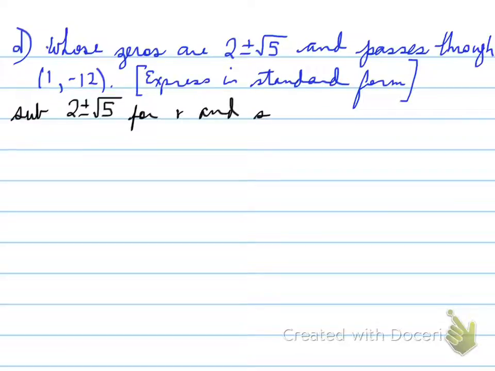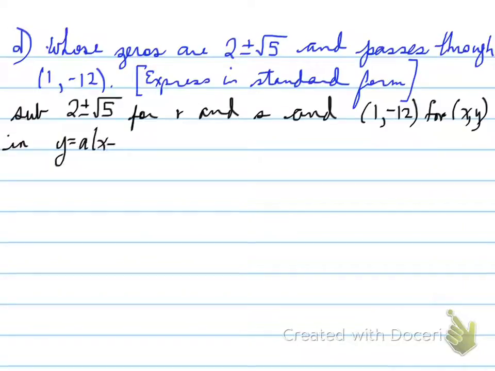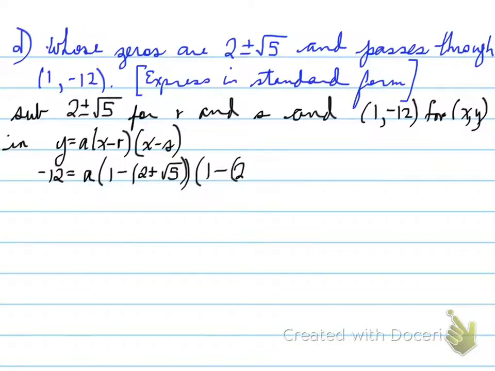First of all, we know we have to sub in each of the zeros, the plus and the minus, in for r and s. So those are our zeros. And we plug in the coordinates for x and y. What you're to do next is to put it into the factored form, all that information. So y will go in for negative 12, a will remain a, x will be 1 minus, and then r, which is 2 plus root 5, and then 1 minus 2 minus root 5. And what that does for us, folks, is set up the roots for us.